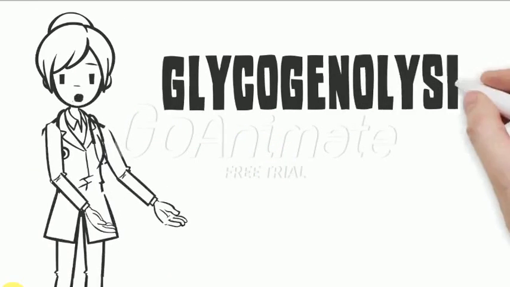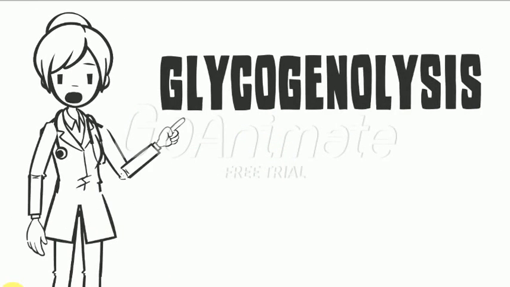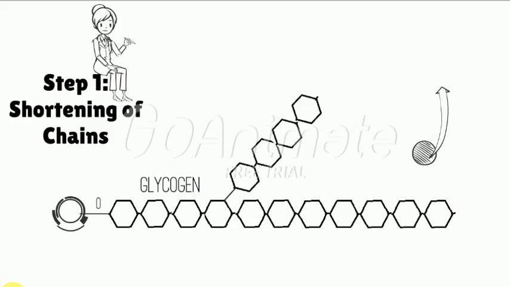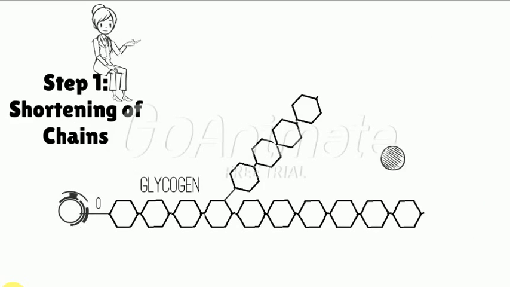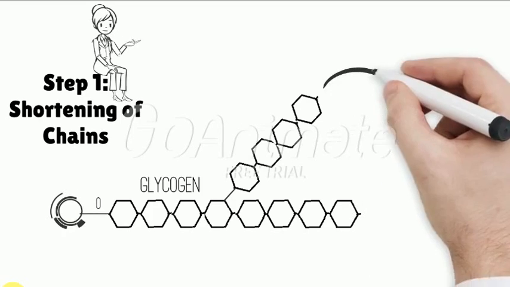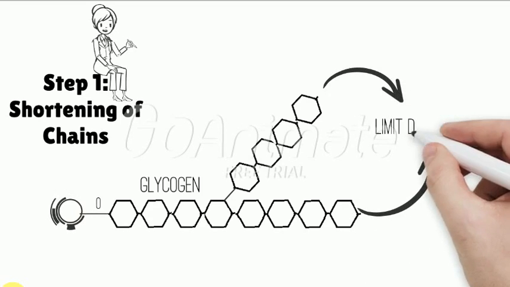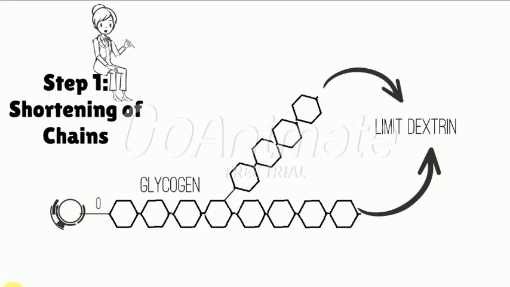Now let's go to glycogenolysis, which is composed of 3 steps. Step 1. Shortening of chains. The enzyme glycogen phosphorylase cleaves alpha-1,4-glycosidic bonds between glucosyl residues of non-reducing ends until 4 glucosyl units remain on each chain before a branch point. The remaining structure is called limit dextrin, and phosphorylase cannot degrade it further.